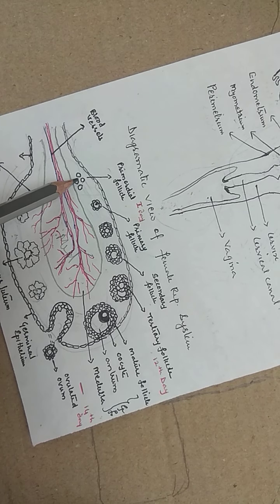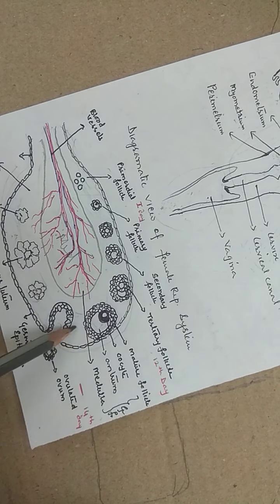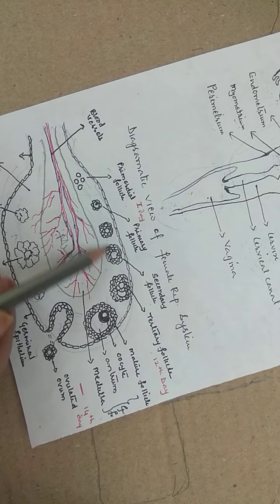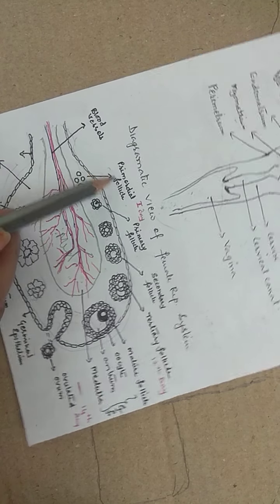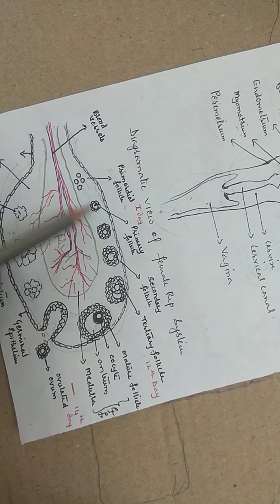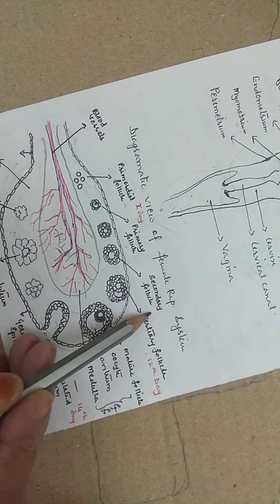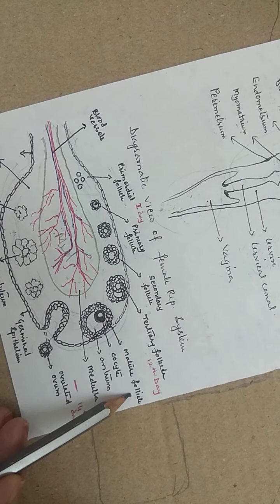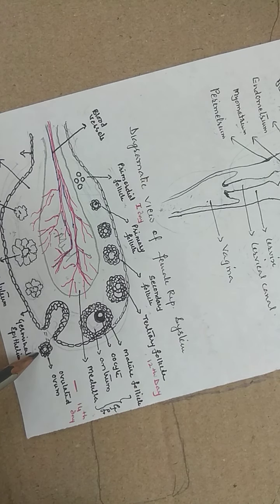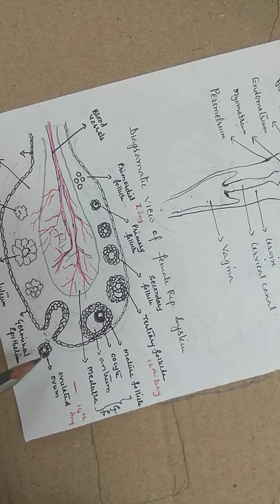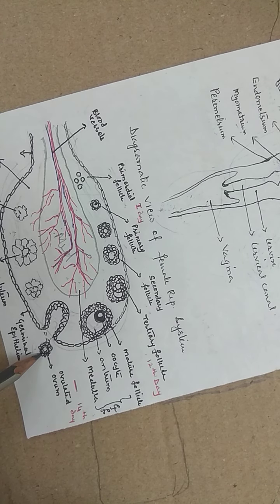You can see here these follicles which are developing and undergoing change. The initial stage follicle is called a primordial follicle, then it gets converted into primary, then secondary, then tertiary, then the mature follicle, which is also called the Graafian follicle. Then it releases the egg. This is the Graafian follicle releasing the egg, and this is called the ovulation period. This is the ovulation time.